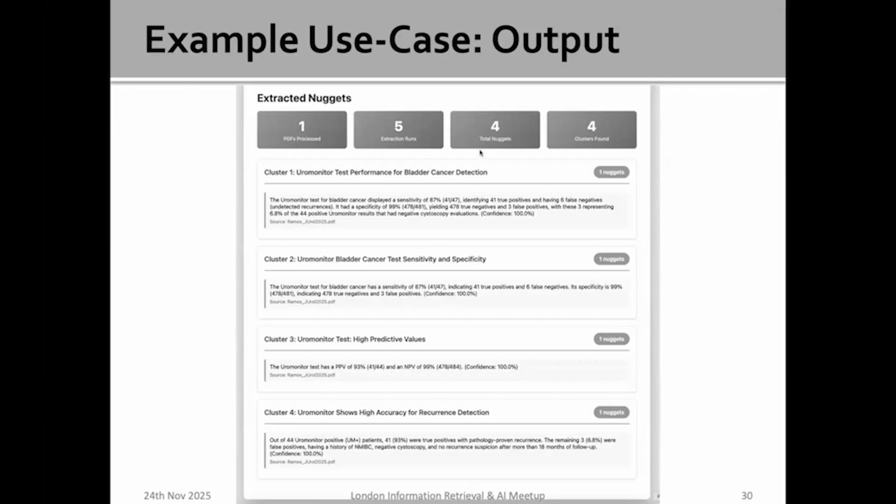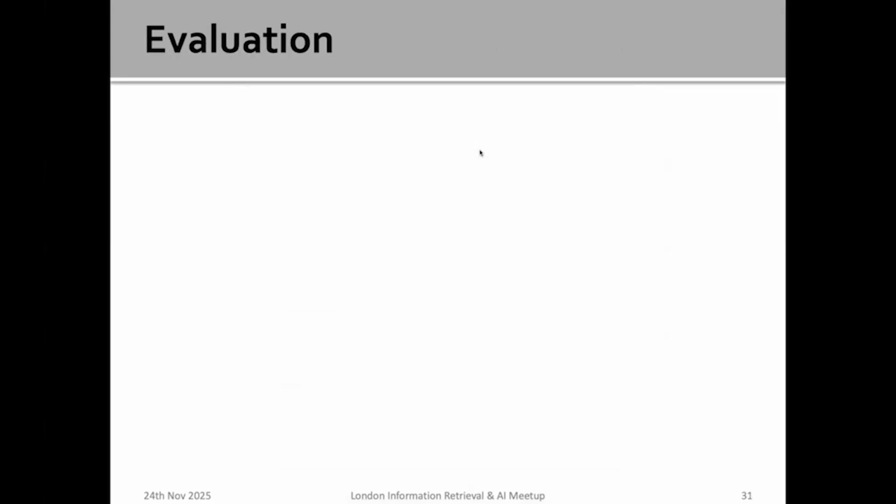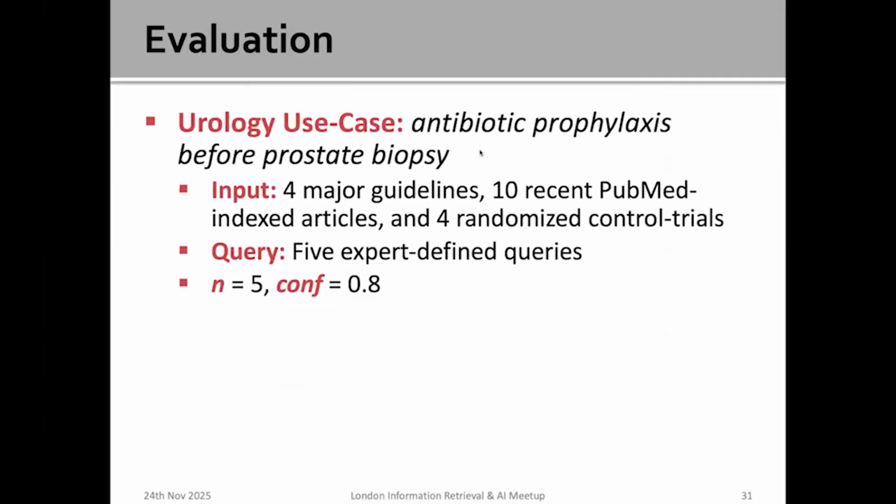And to evaluate whether this information and these extracted nuggets are actually relevant, we performed an evaluation. So we had this use case that was again proposed by the domain experts from urology. And as an input, we now used not only one file, but we used 4 of the major guidelines that these experts use. They also identified 10 recent PubMed indexed articles that are relevant to them, and also 4 randomized control trials. So it was quite a big number of PDF files.